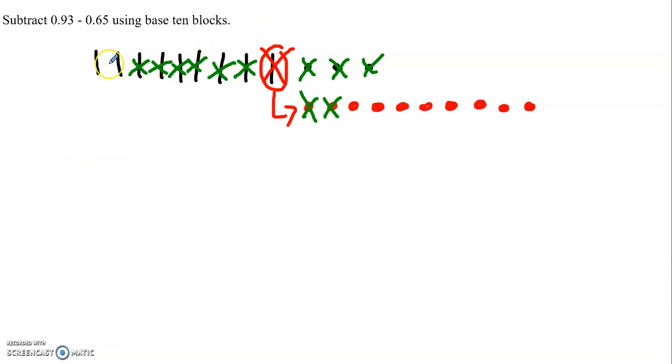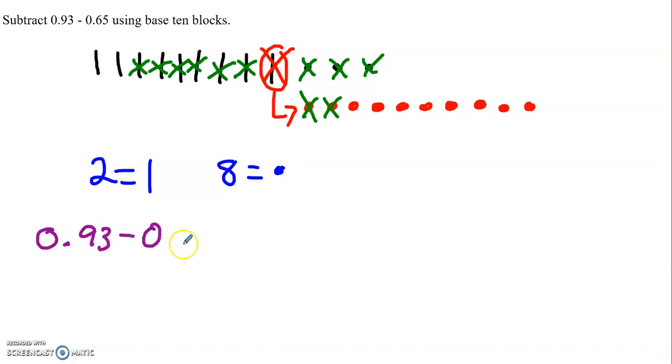That what I'm left with is I have 2 longs, right? 1, 2. And then I count how many singles. 1, 2, 3, 4, 5, 6, 7, 8. So I have 8 singles, right? So I can now write this in my number. So I know that 93 hundredths minus 65 hundredths is going to give me this solution here.